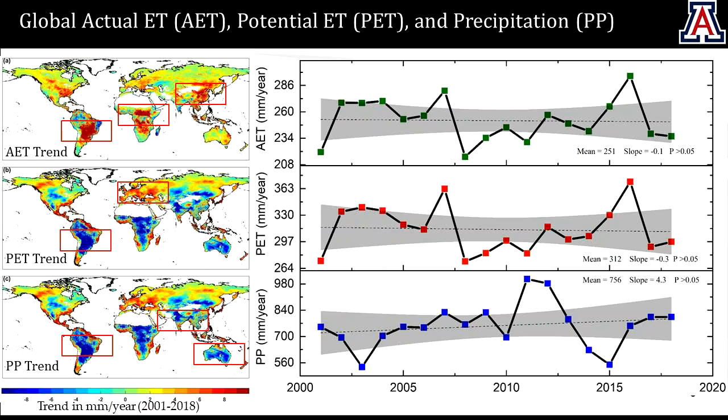Precipitation trends show that precipitation is increasing in the Amazon rainforest and Southeastern Asia. The mean global annual values of AET, PET, and PP demonstrate that there is no significant trend in the mean global AET and PET over land between 2001 and 2018, which is shown in the right figure. In contrast, the precipitation has increased by 4 mm per year during this time period, which is not significant.